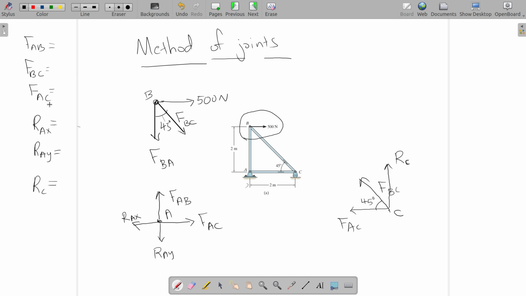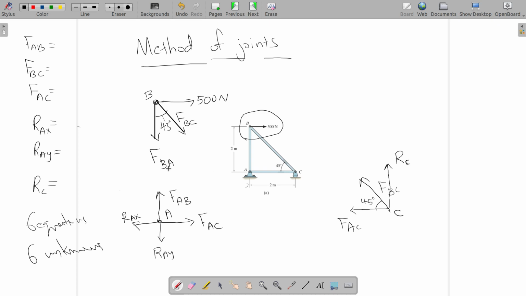So how many unknowns do we have? 3 plus 3, 6 unknowns. How many equations do we have here? Net force in X direction should be 0, net force in Y direction should be 0. Each of these joints should be in equilibrium, right? This is not moving. So 2 equations here, 2 here, 2 here. Total 6 equations and 6 unknowns, so this linear system can be solved. Now it's straightforward.